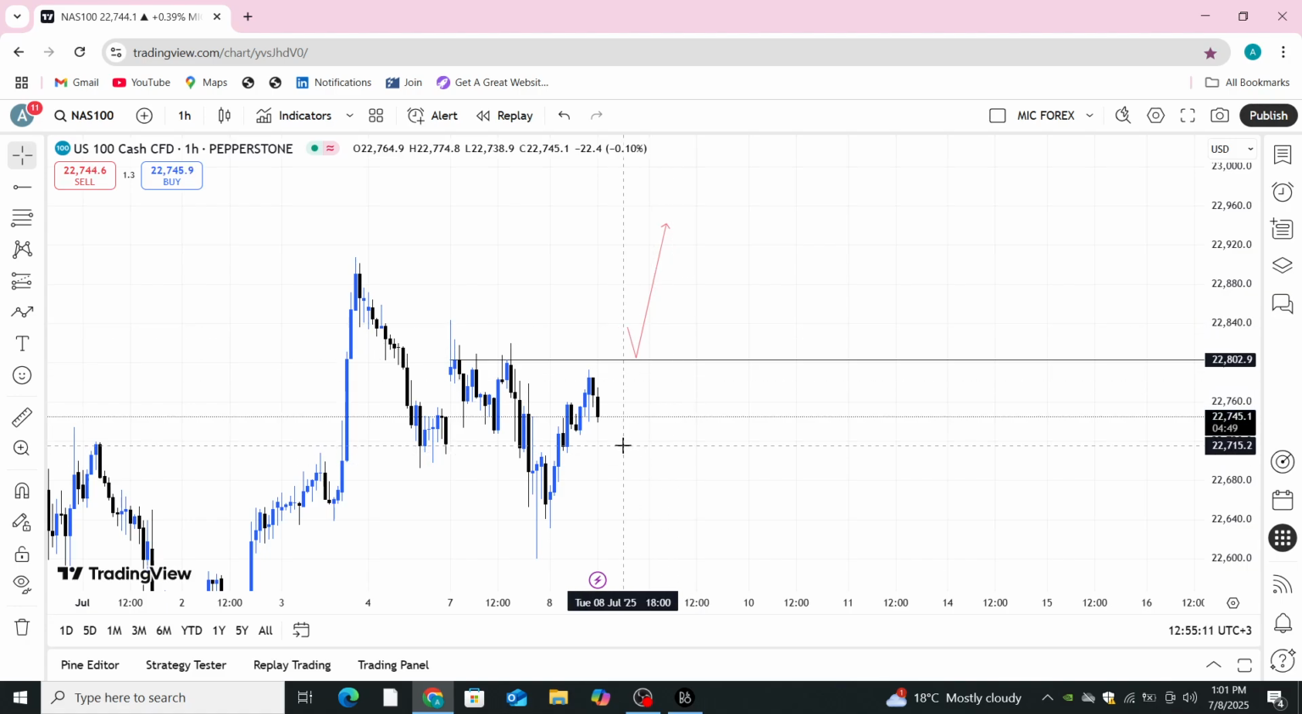So by definition, buy stop is a pending market order set to enter a trade into a buy position, and is set above the current price. You see here, set above the current price.